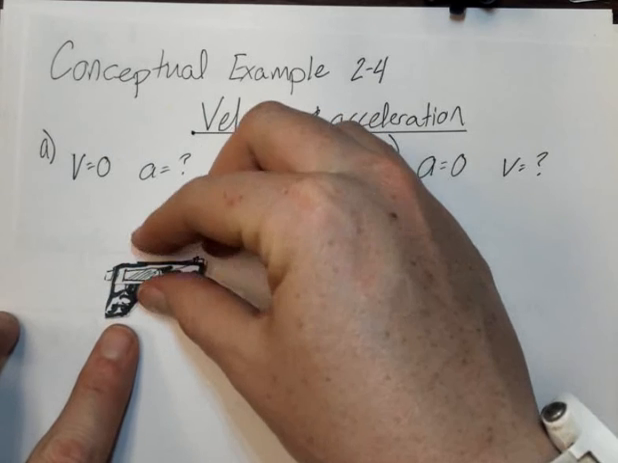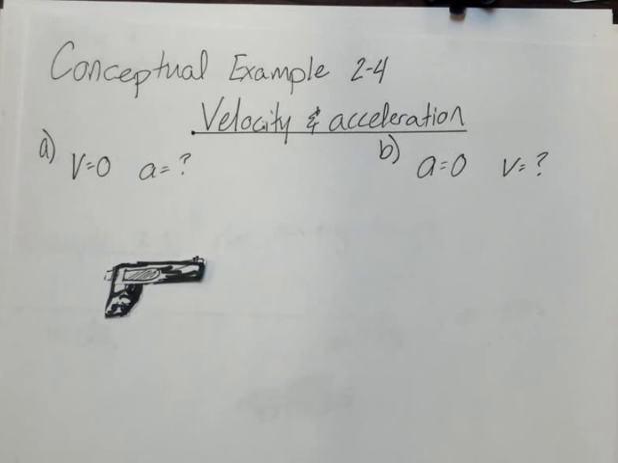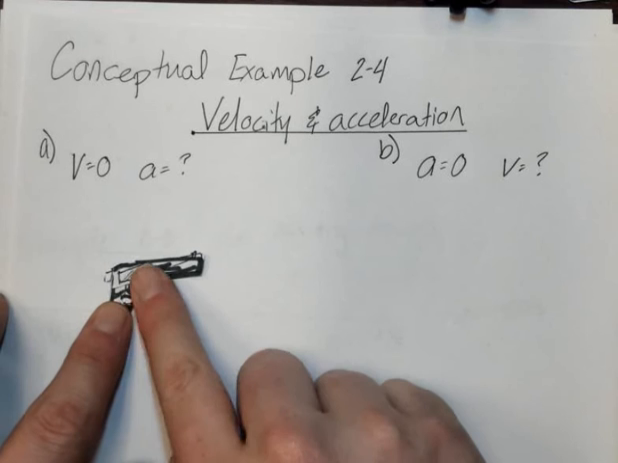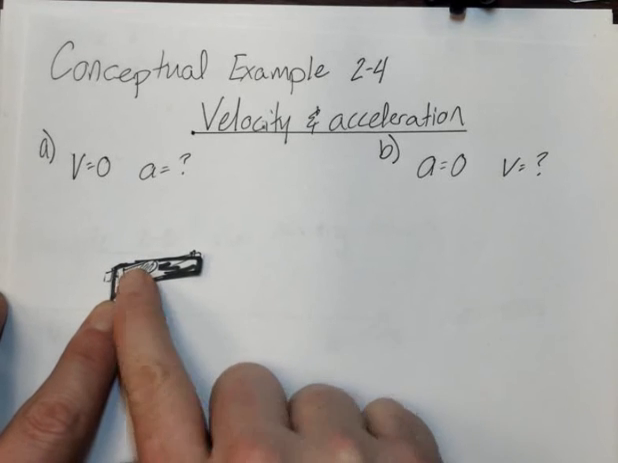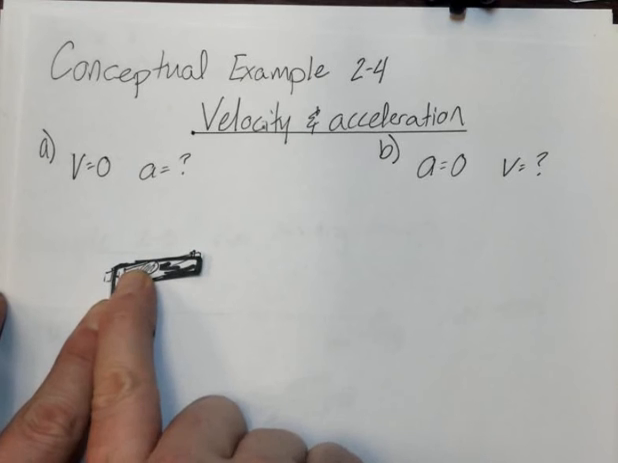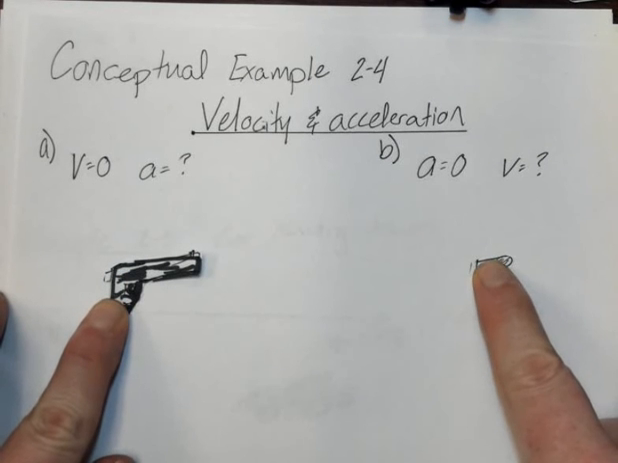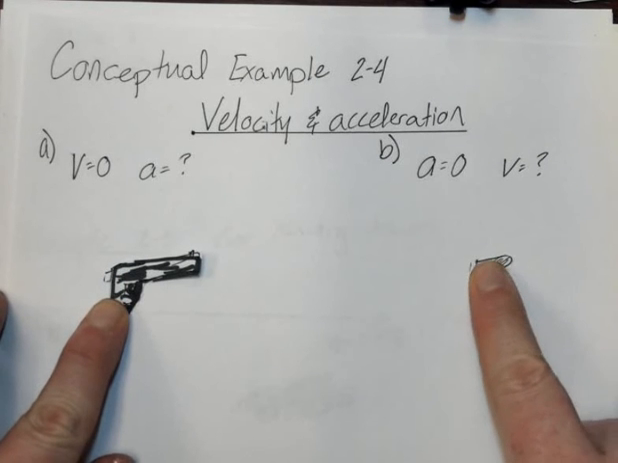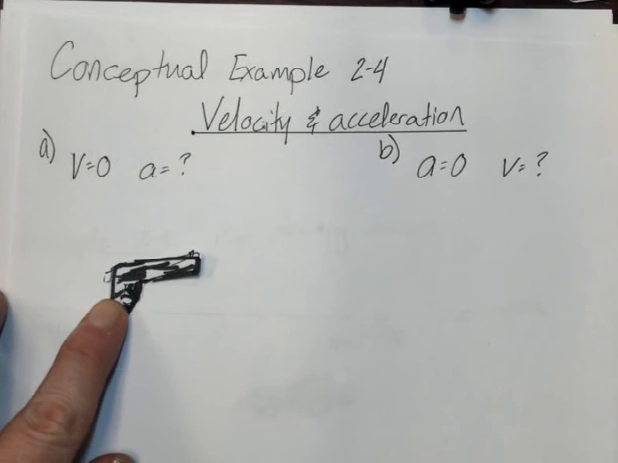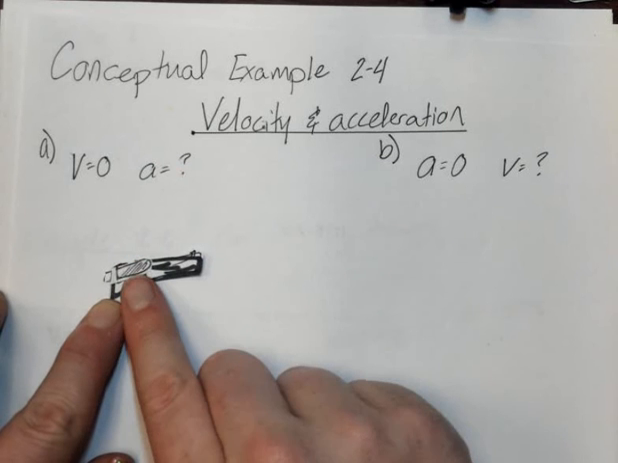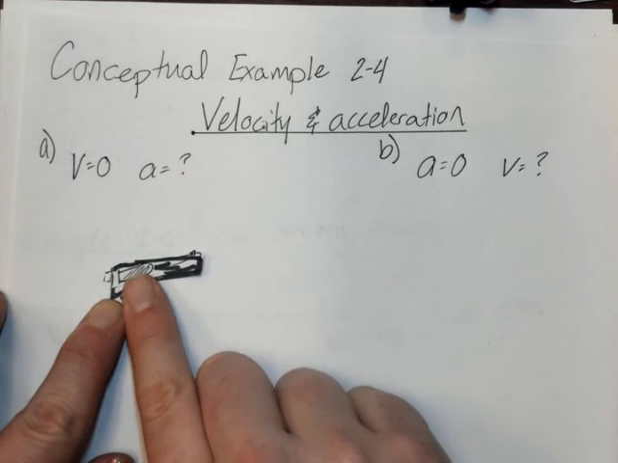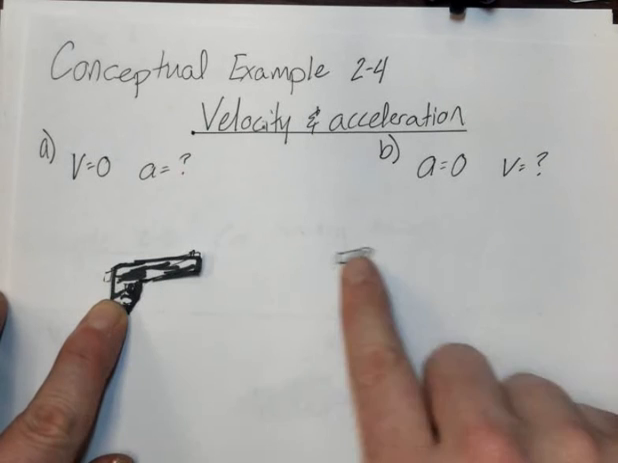Imagine firing a bullet out of a gun. In order for that gun to fire the bullet out, the bullet has to be given an acceleration. It has to accelerate from rest out of the gun. In order for that to happen, it has to have an acceleration. And that acceleration exists even the moment that the bullet starts its journey, and it starts its journey with a velocity of 0.